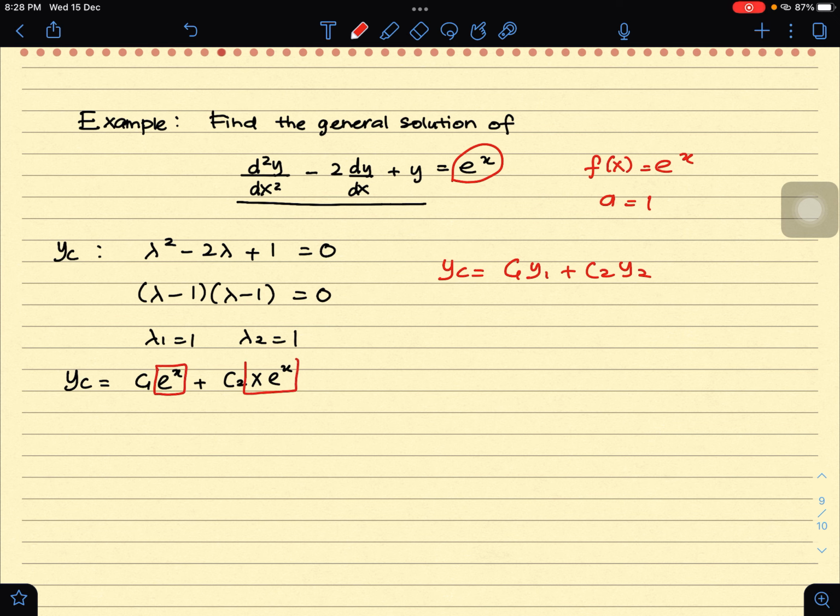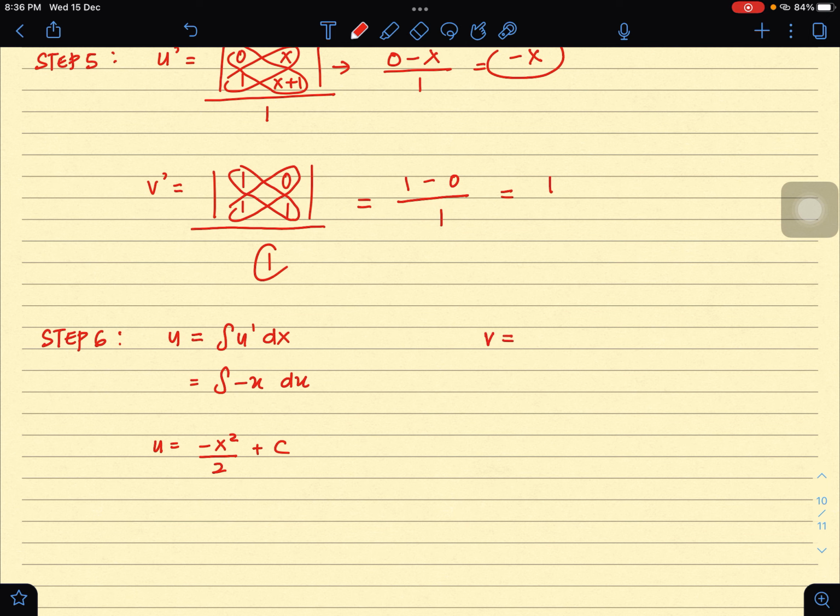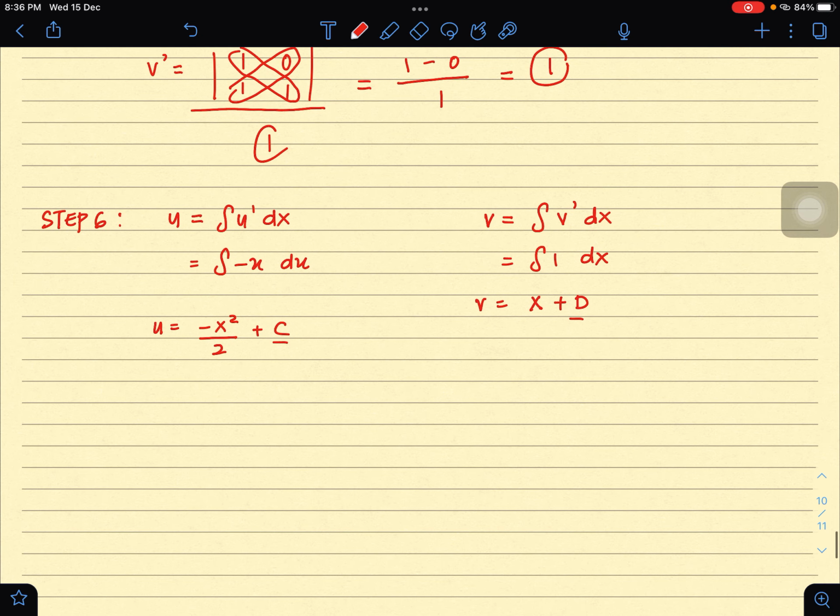Siap step number 5. Step number 6 adalah nak cari U. Nak cari U, kita kena integrate U prime kepada X. Maksudnya, kita kena integrate U prime kita adalah negatif X kepada X. So, apa yang kita akan dapat adalah negatif X kuasa 2 per 2 tambah C. Okay, siap. Dapat dah U. Sekarang kita nak cari V. Nak cari V kena integrate V prime kepada X. So, V prime kita 1. Maksudnya kita kena integrate 1 kepada X. Apa yang awak akan dapat adalah X plus D. Kenapa plus D? Sebab kita dah guna C dekat sini, kita gunalah D pula dekat sini. Dia tak boleh guna constant yang sama. So sekarang kelas, awak dah dapat U dan V.